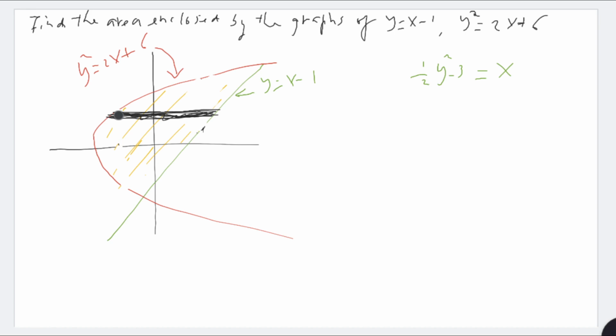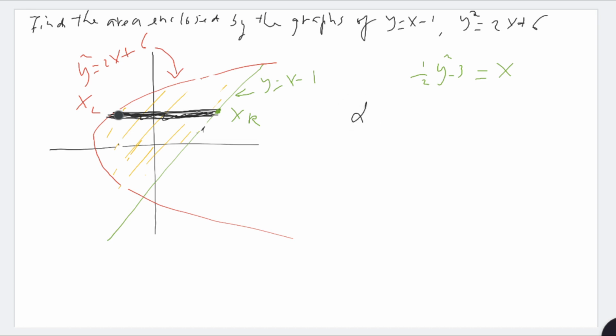left end is always on the parabola, while the right end will always be on the straight line, which means it's good, which means we only need to set up one integral for the area of the region. Okay, so we're going to stick to this horizontal strip.